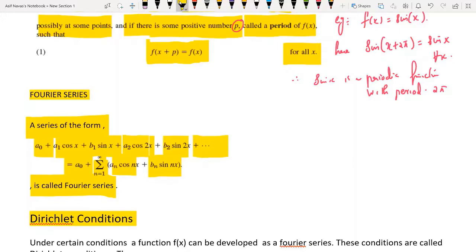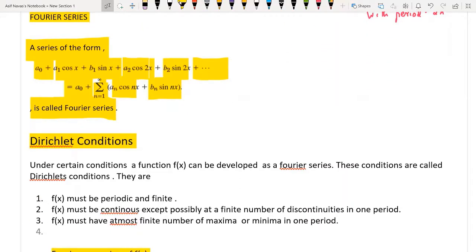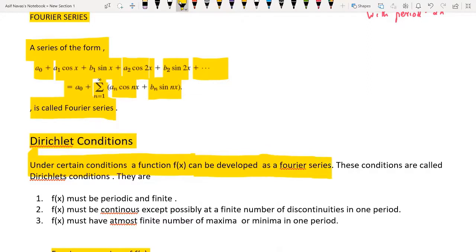Okay, now we will define what the Dirichlet conditions are. Under certain conditions, a function f(x) can be developed as a Fourier series. That means if a function satisfies a few conditions, then it can be written as a Fourier series. These conditions are called Dirichlet conditions.